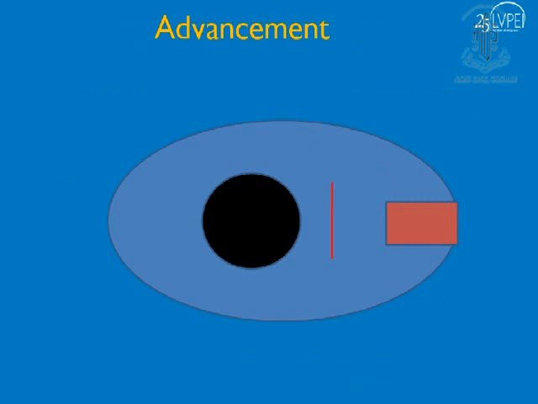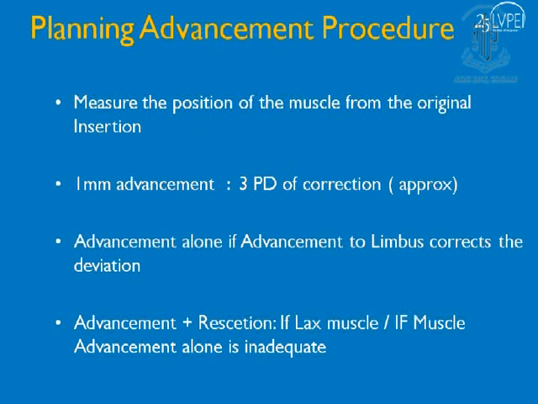Advancement basically means that from the intraoperative insertion that we find for the muscle, we bring it forwards. It's a strengthening procedure and is fairly predictable. It is shown in the literature that about 1 mm of advancement can correct about 3 prism diopters of the squint. So we can plan for an advancement alone if the amount of advancement is likely to correct the deviation, or we can plan for advancement with resection if the muscle is lax or the muscle was slipped.